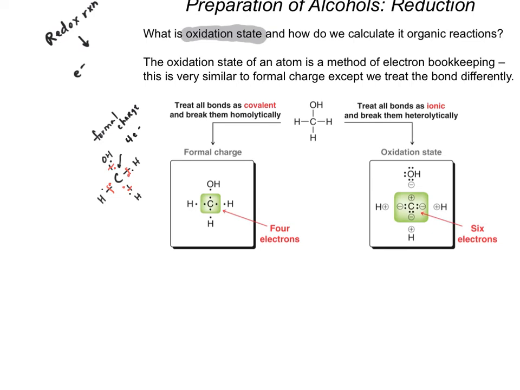So the number of valence electrons is how many the atom wants. Carbon wants 4 electrons. When we homolytically cleave all these bonds around carbon, it gets 4 electrons, so the formal charge of this carbon is 0. That's a reminder of how we've calculated formal charge thus far. Now, what differs with respect to oxidation state?